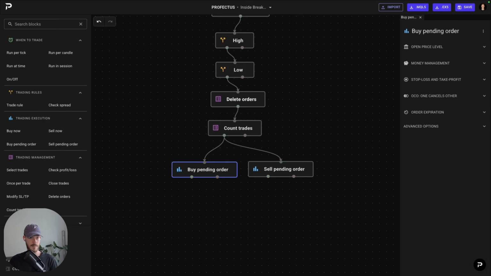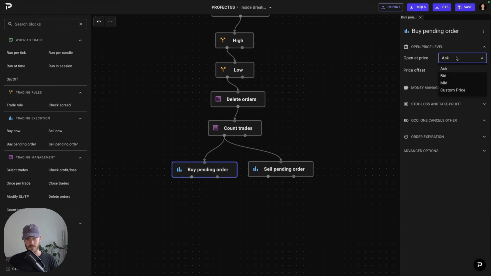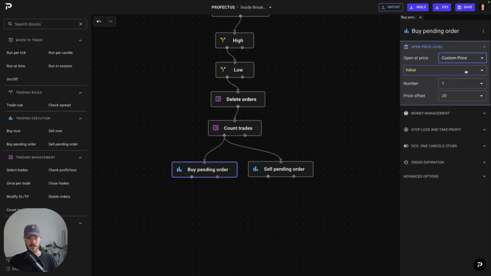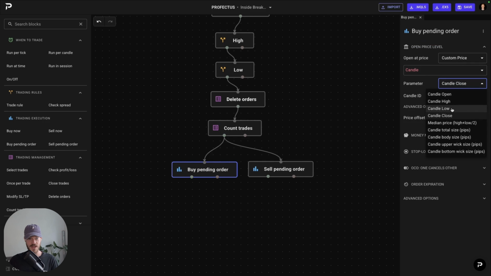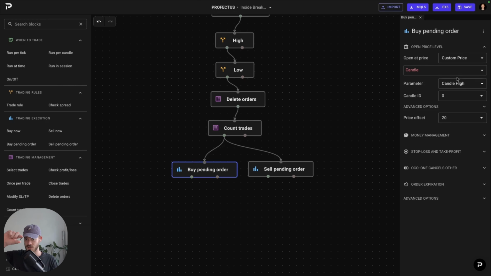Now let's check it out for the buy pending order. The open price level. We simply make this based on custom price, based on candle, right? And on the candle low. Actually, I am mistaken. On the candle high. Why? Because now you are placing the pending order on the candle high. So you're assuming, or this is the play of this kind of price action pattern, that the price will continue into this direction. So here simply place it on the high of the candle ID 1.